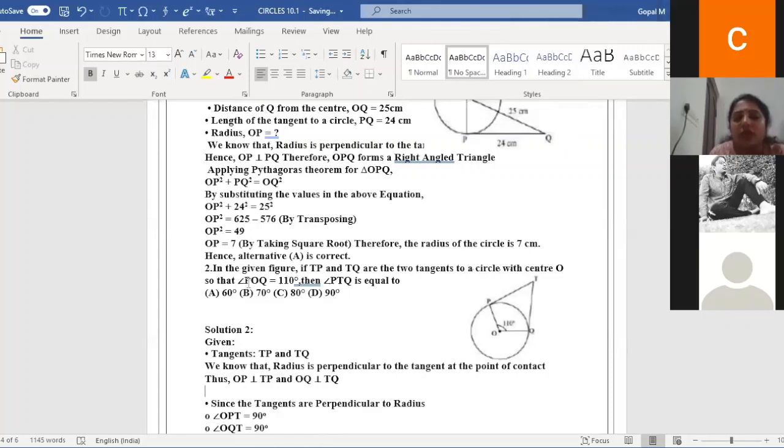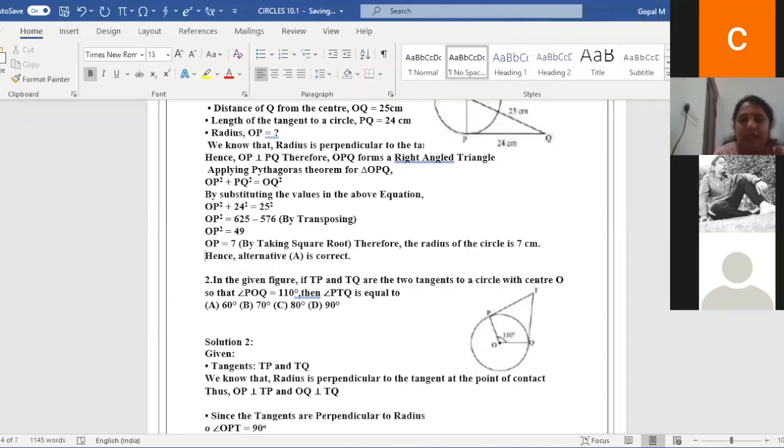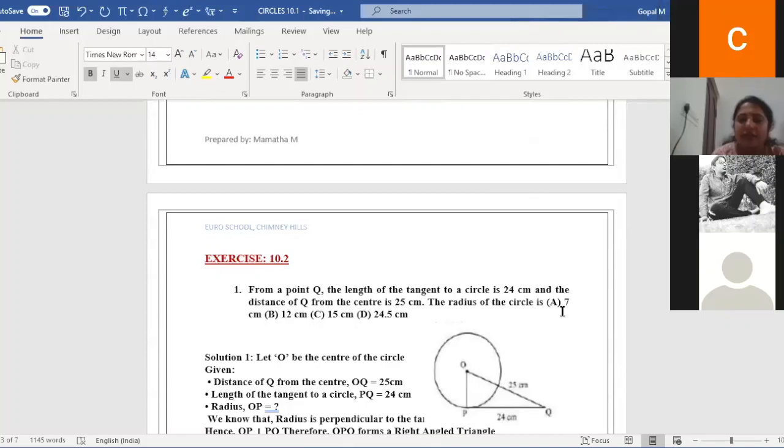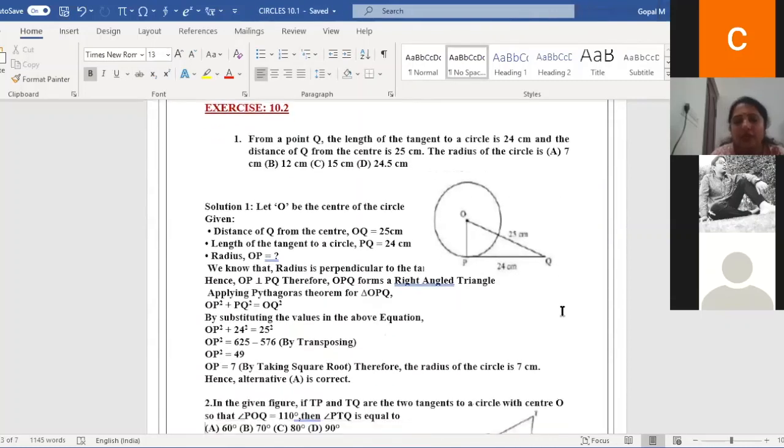I hope this is clear to everyone. Pythagoras theorem. So 25 square is 625 and 24 square is 576. If we subtract, we'll get 49. So OP square is 49. OP is root 49, which is 7. Am I clear? So which is the correct answer? The correct option is A. Should we move on to the second one?